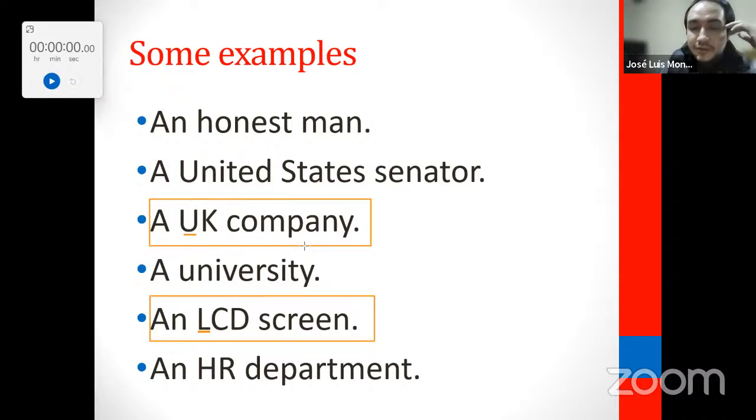Okay, that's correct. It's the sound. It doesn't depend on the writing, on the spelling. It depends on the sound of the next word. Right here, it's a vowel, but the sound is like a consonant, right? The Y. That's why you say a UK, right? You don't say an UK. If you say that in phonetics, it sounds weird. So only a UK company, a United States senator, a university. It's not an university, no, a university. And here, yes, this is L, this is H.